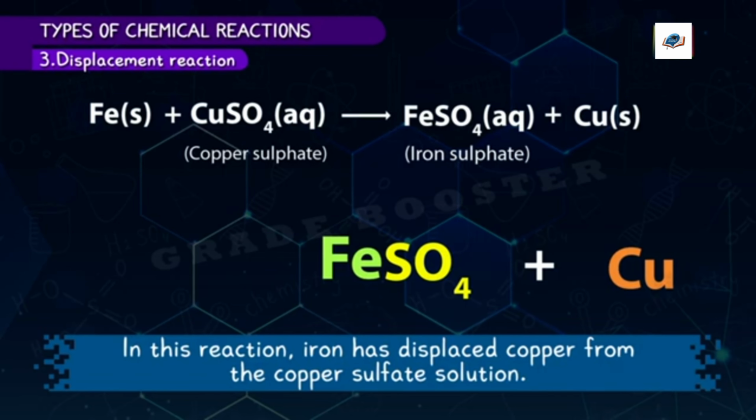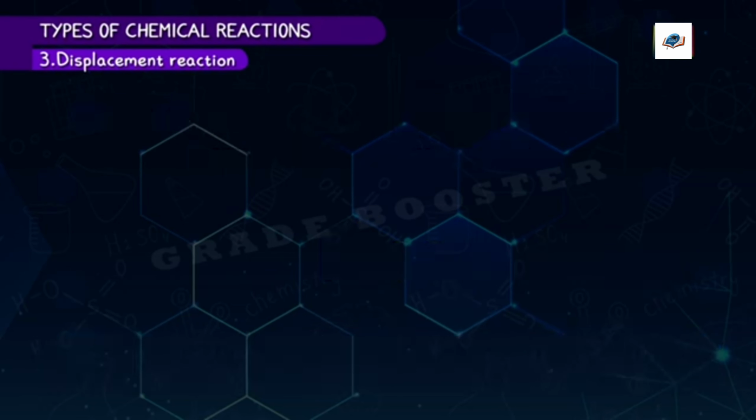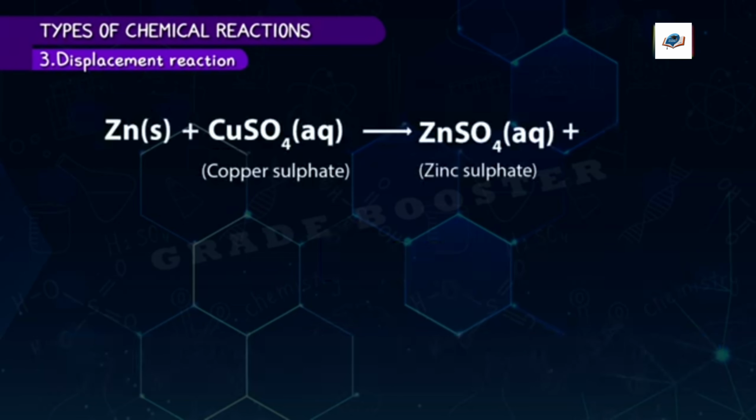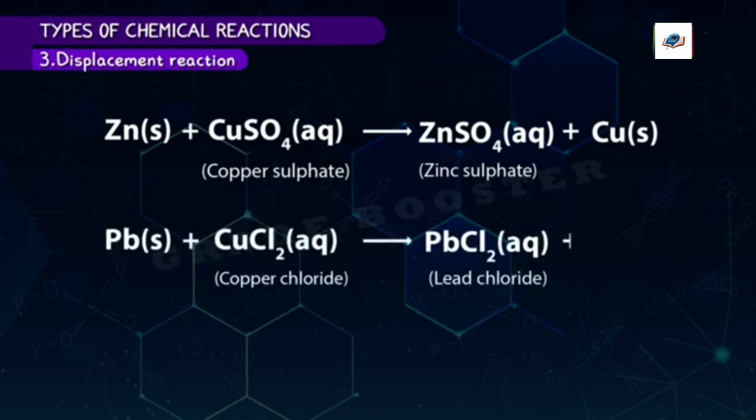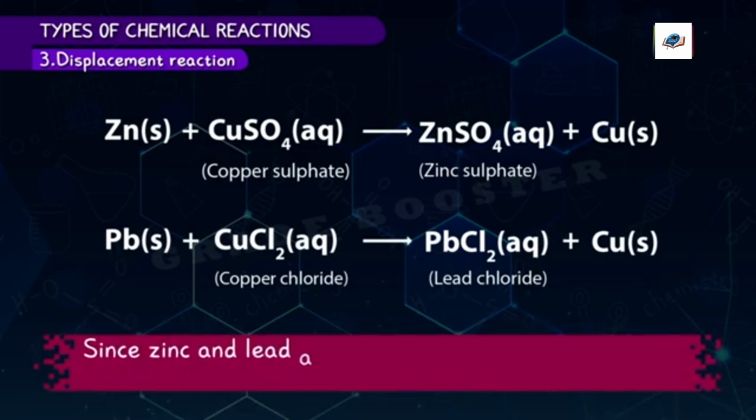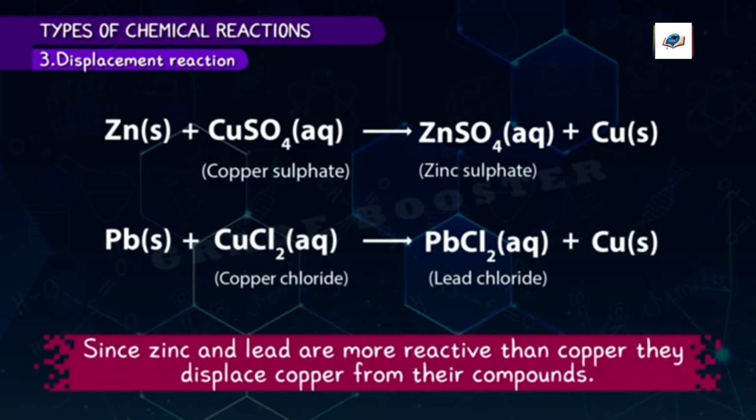Some other examples of displacement reactions. Zinc plus copper sulfate gives rise to zinc sulfate plus copper. Lead plus copper chloride gives rise to lead chloride plus copper. Since zinc and lead are more reactive than copper, they displace copper from their compounds.